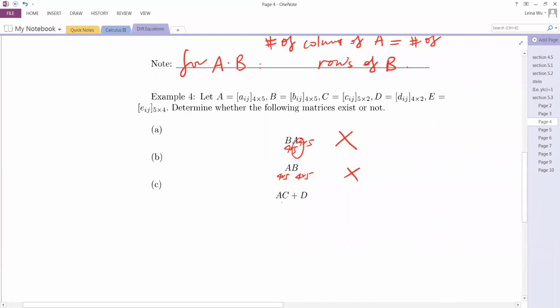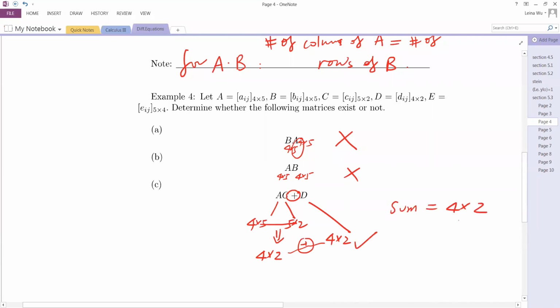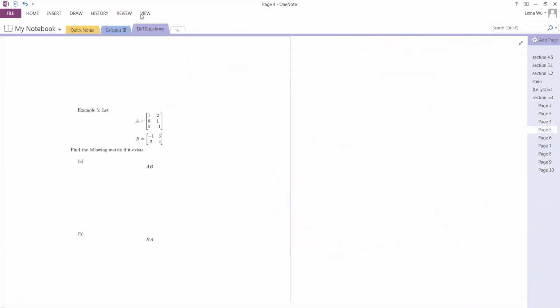Okay. Can I do AC plus D? Yep. So A is 4 by 5, C is 5 by 2. Yes. So this turns out to be 4 by 2, right? Matrix D is 4 by 2. So I can add these two matrices. That is okay. And the sum would be a 4 by 2 matrix, right? Good? Okay.